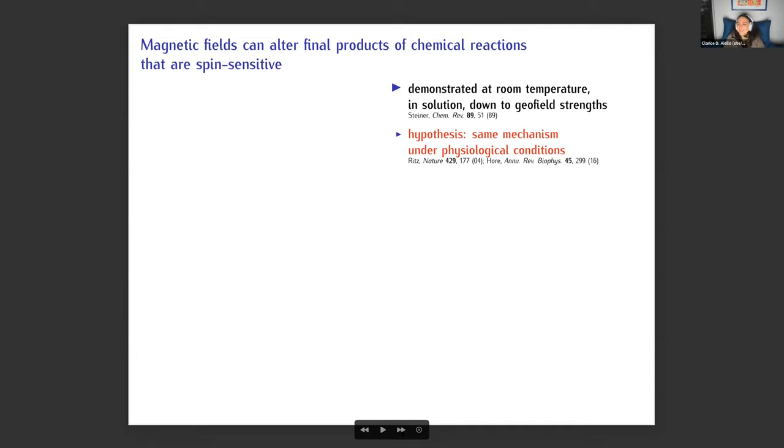At some point in the early 80s, some very brave theoretical biophysicists proposed something that was crazy at the time. They hypothesized that were the same mechanism of magnetic fields altering spin-dependent chemical reactions active in organisms, organisms could sense magnetic fields to the extent that they could sense different physiological concentrations of products coming from the different branches of these chemical reactions. At this point, this was completely out of left field, like string theory.